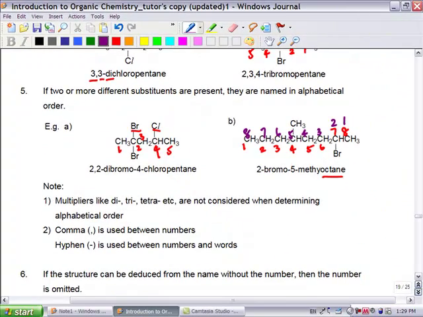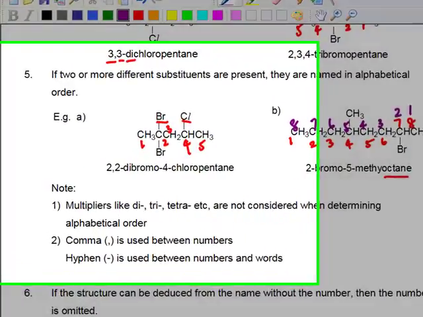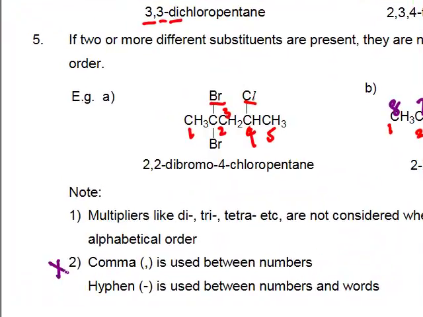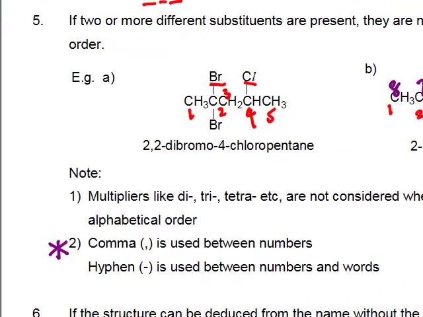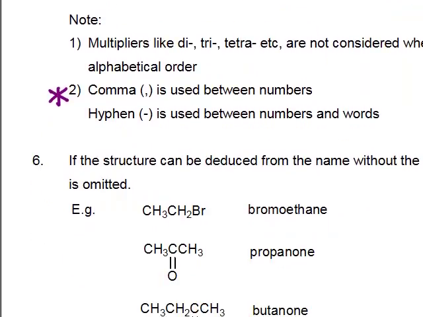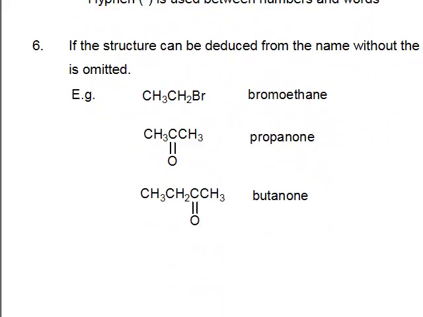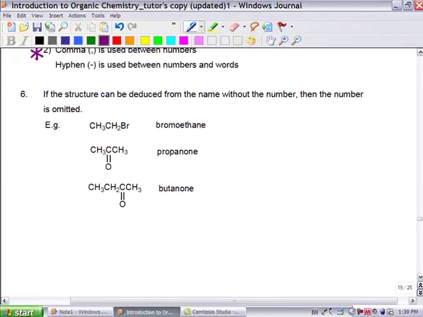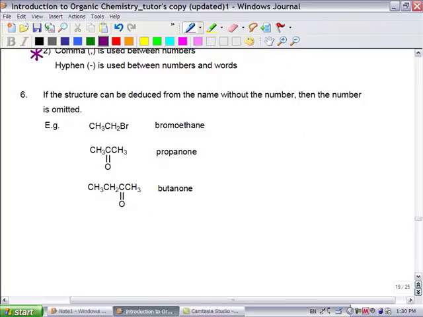Multipliers like di, tri, tetra, etc., are not considered when determining the alphabetical order. The commas are used between numbers, and the hyphens are used between numbers and words. This is very important and will sometimes be missed out by students. If the structures can be deduced from the name, the numbers are omitted. So we'll have bromoethane, because it is obvious that the bromo is at the 1st carbon. We can have propanol, and it will have a butanol for this case because the 1st double bond is at the 2nd carbon.